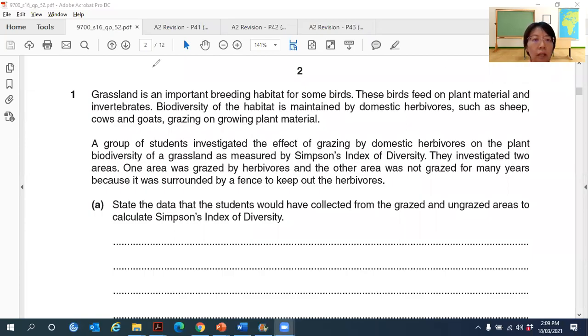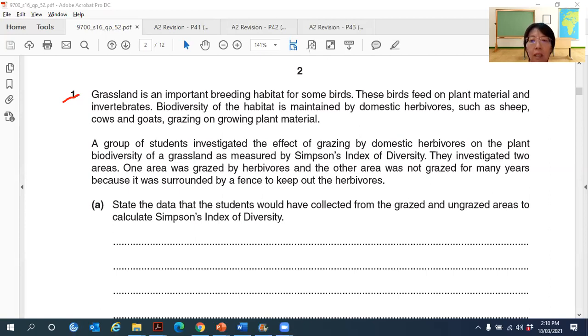So this past year question is about ecological sampling. Let's look at the question. Grassland is an important breeding habitat for some birds, and these birds feed on plant material and invertebrates. Biodiversity of the habitat is maintained by domestic herbivores such as sheep, cows, and goats grazing on the growing plant material.